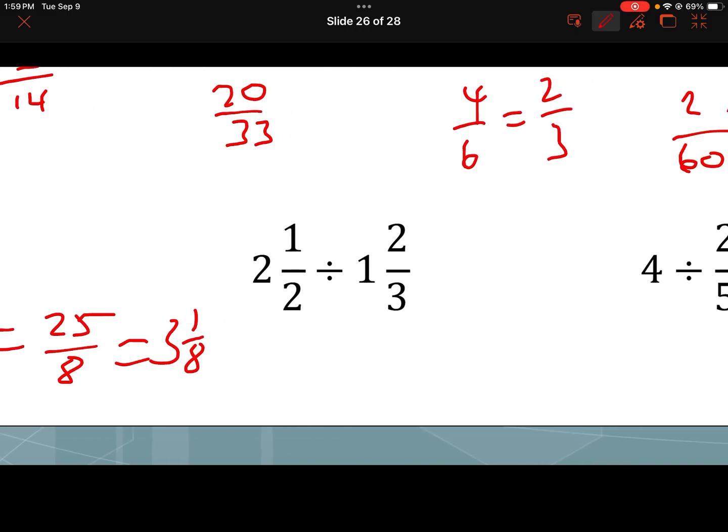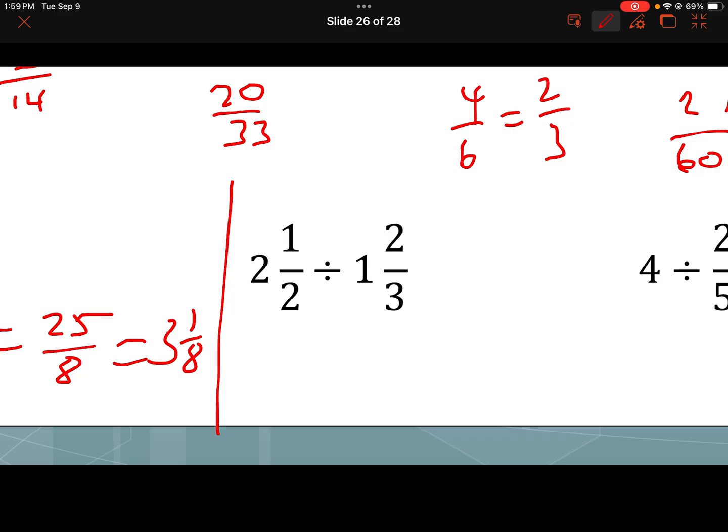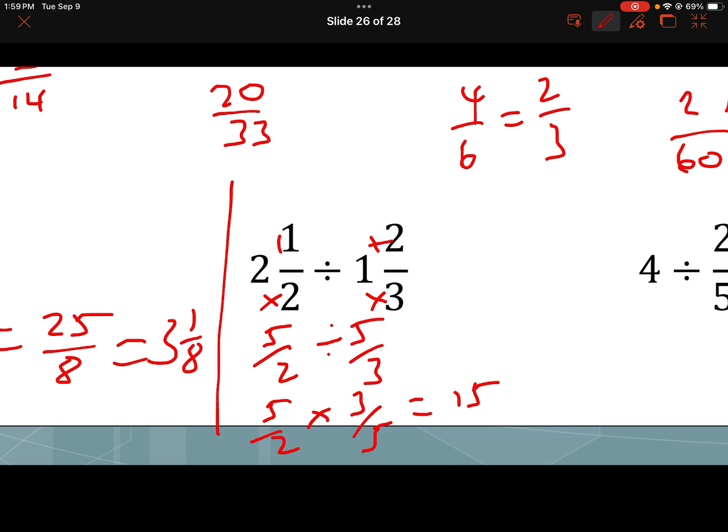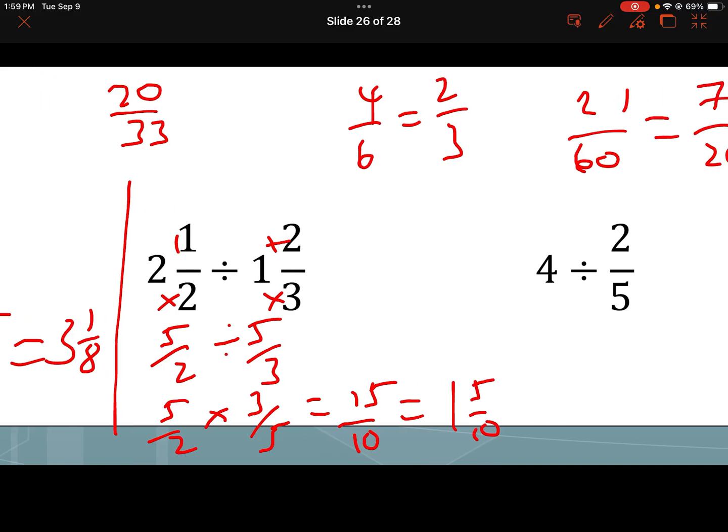In this question, I definitely wouldn't do too much at once. So I would turn it into improper first. So 2 times 2 plus 1 is 5 over 2. 1 times 3 plus 2 is 5 over 3. And that's division still. So then turns it into times. Gets you 15 over 10, which you could make as 1 and 5 over 10. And then you could turn that into 1.5.